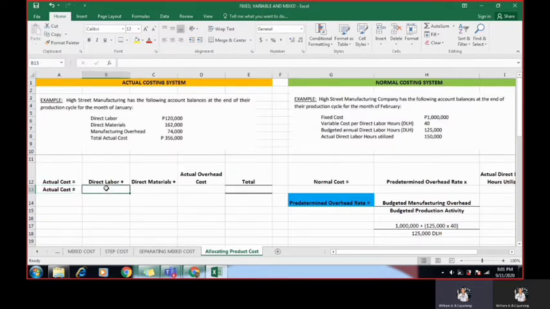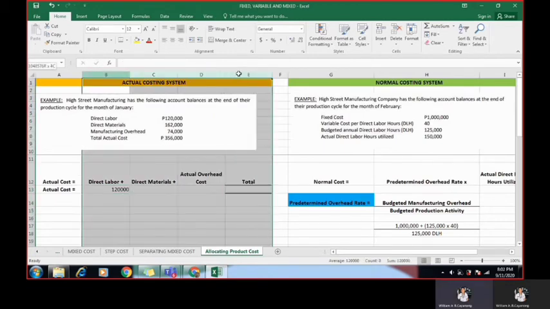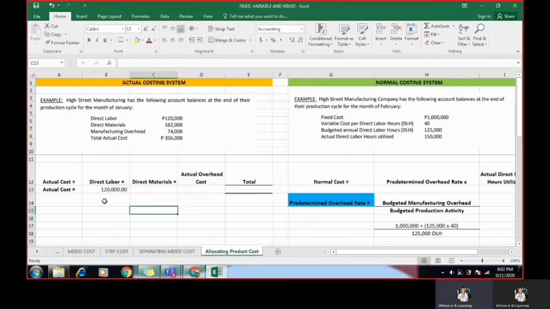Magkano ba ang direct materials natin? Direct materials is 162. Okay, ayan. So magkano ba ang actual overhead cost natin? Ayan. So actual overhead cost is 74,000. Ayan. So ito total lang natin lahat to get the total actual cost. 120 plus, ayan, equal sign pa din tayo. Okay, plus this cell 162 plus 74. Click lang natin. Click enter to get the result. So therefore, the total actual cost for this item is 356,000. So that's how easy it is kapag actual.